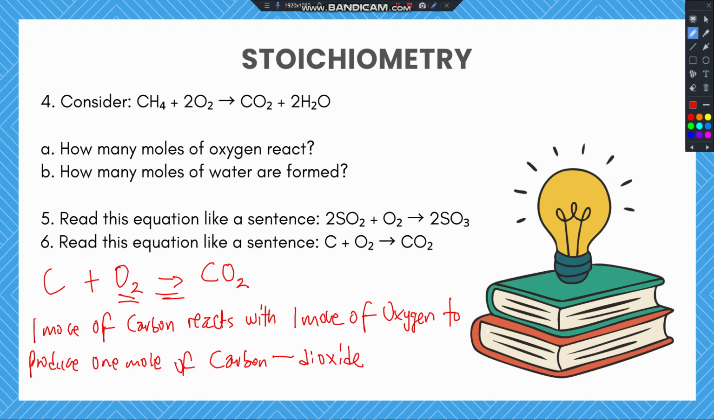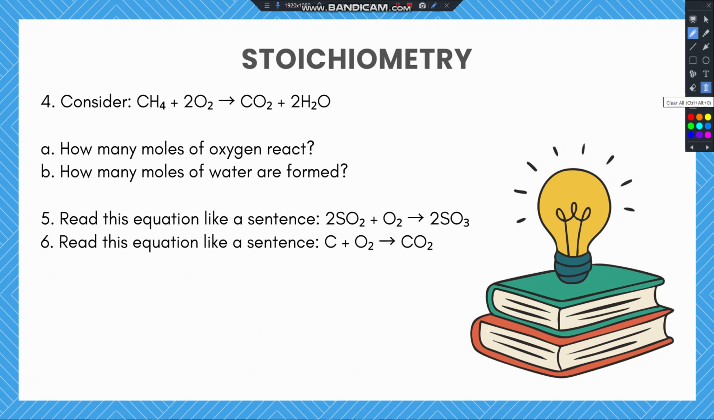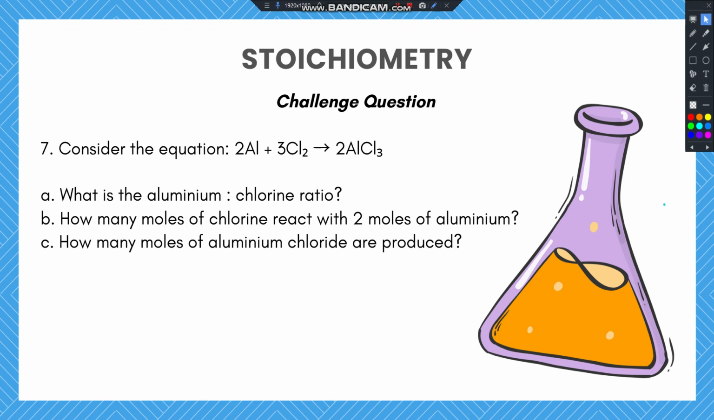One mole of carbon reacts with 1 mole of oxygen to produce 1 mole of carbon dioxide. Very easy and straight to the point. I trust you're getting maximum value for what you're seeing in this video. So here is a challenge question that was posted in the last video. Let's handle that. Consider this chemical equation on the screen.